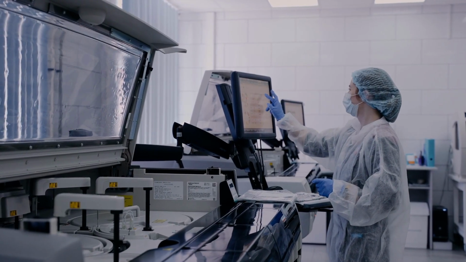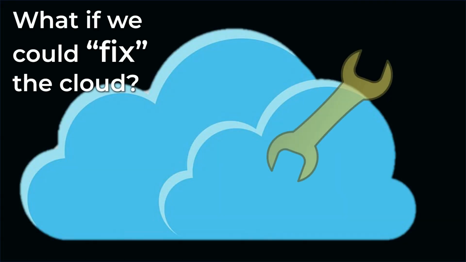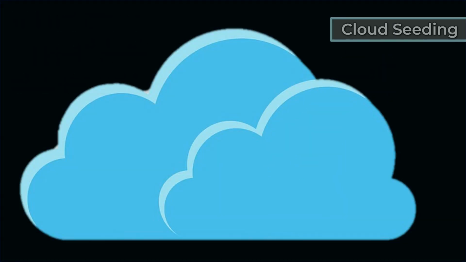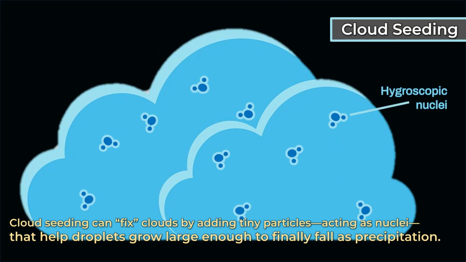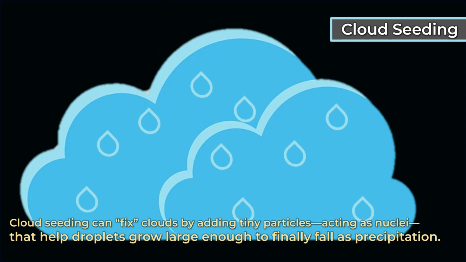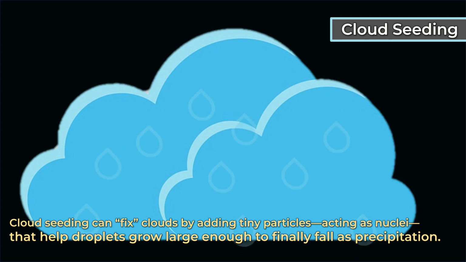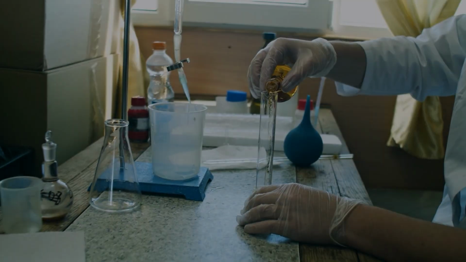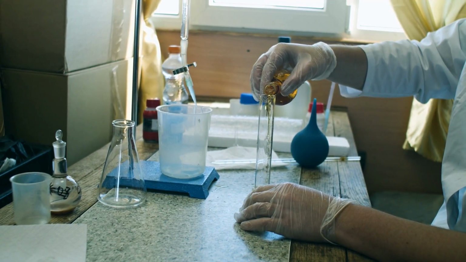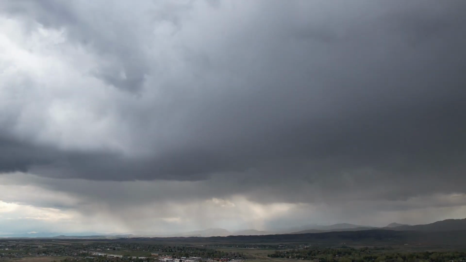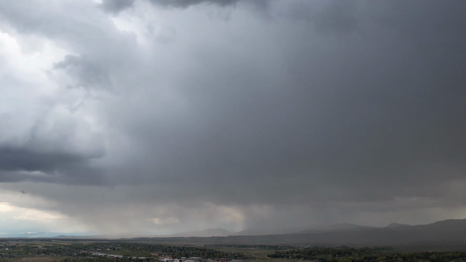This is where humans step in. What if we could fix the cloud? The idea behind cloud seeding is simple. Add tiny particles into the cloud that act as hygroscopic nuclei and help droplets grow large enough to fall as precipitation. Scientists discovered that if you introduce the right kind of particles, you can actually trigger this entire process.